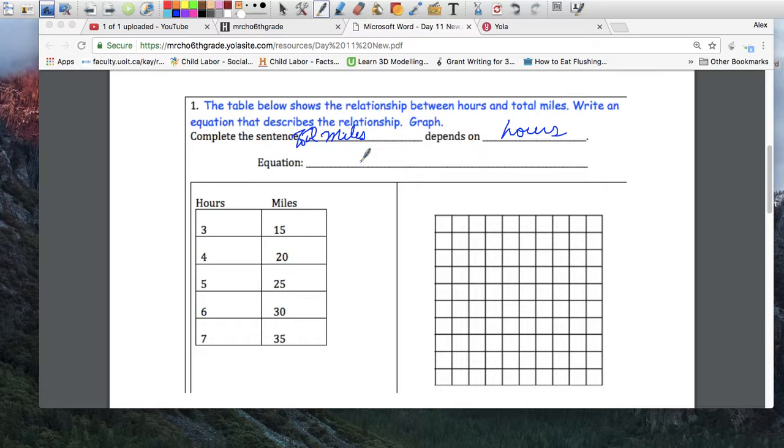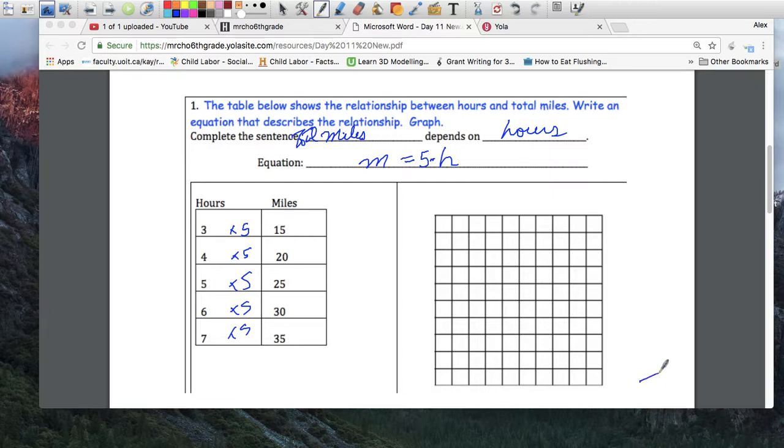So M, the number of miles that you go, depends on your hours, right? So what's the relationship here? It looks like times 5, times 5, times 5, times 5. So to find the total number of miles, you multiply 5 times the number of hours that you drove. Okay.